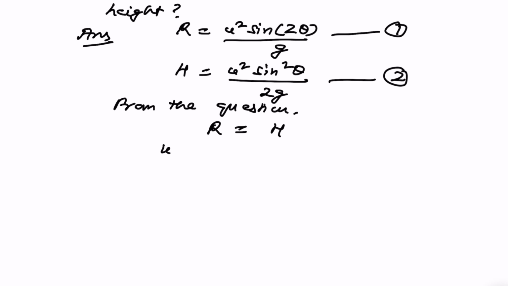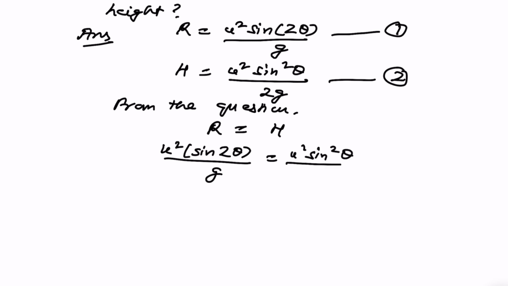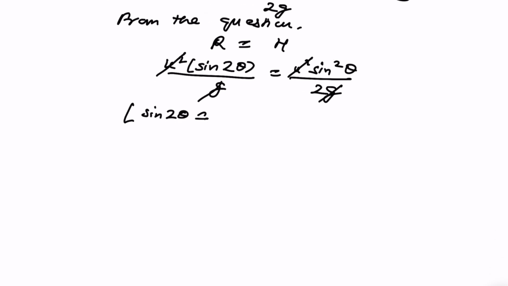Now the formula for range is how much? U square sine 2 theta divided by g. And what is the formula for maximum height? U square sine square theta divided by g. So U square will cancel, g will cancel. Now this formula is very often going to be used in projectile. So you should remember it.